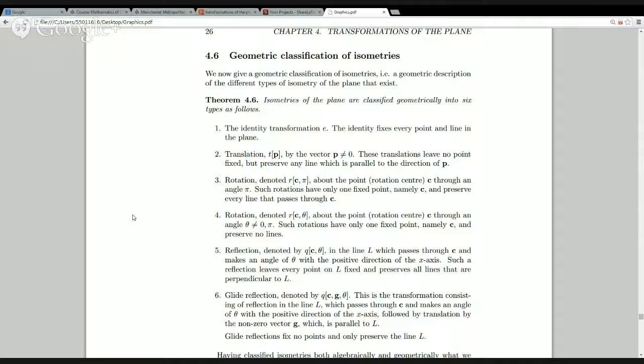So Q C G theta, when you apply that to X, you first reflect it. When you reflect it, X will come down here, and you then translate it by g. So it will go to this point Y here, where this translation vector is the same vector g. So you reflect the plane in the line, and then you slide it in a direction parallel to the line.